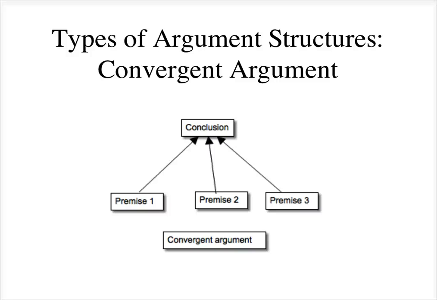This lecture will cover the different kinds of argument structures. The first type we'll look at is called a convergent argument. Here we have a number of different premises that don't work together to support the argument. Instead, they each provide separate support for the conclusion. So, in order to analyze an argument like this, we will need to examine the link from each premise to the conclusion and to see if it works.